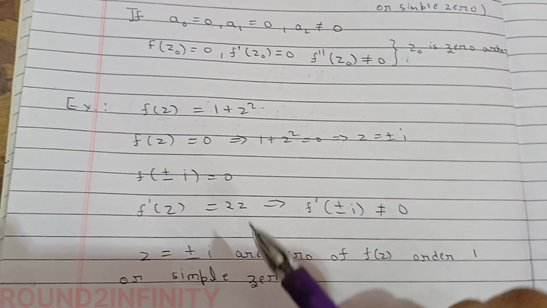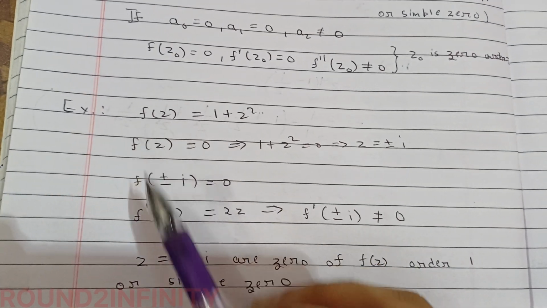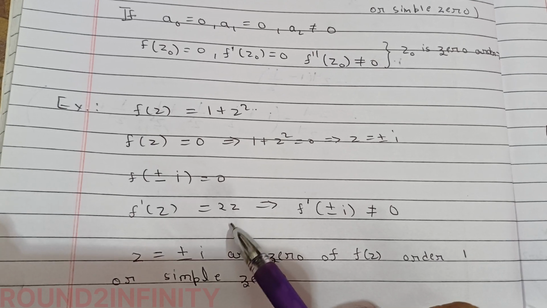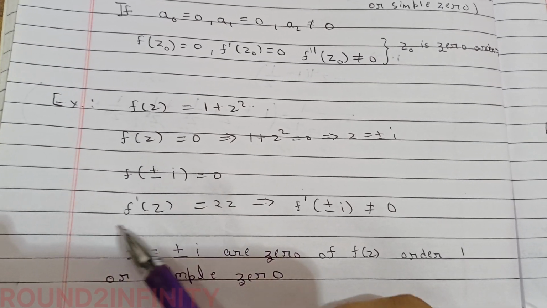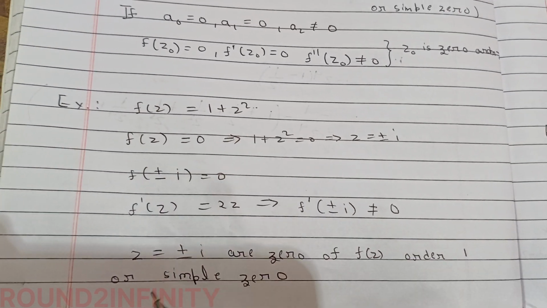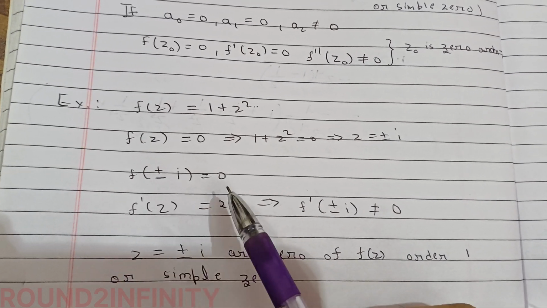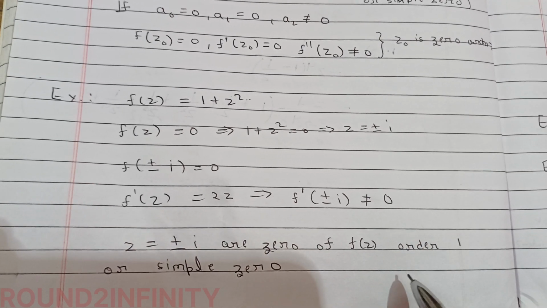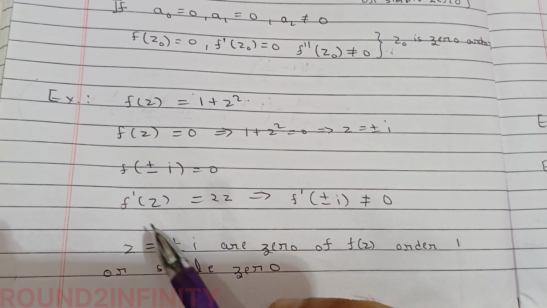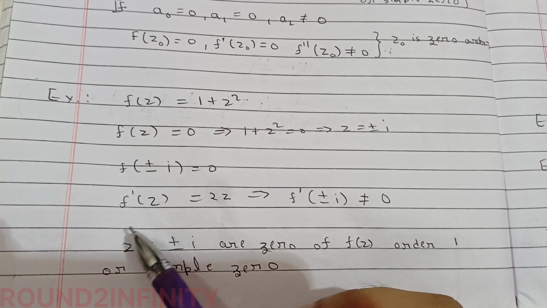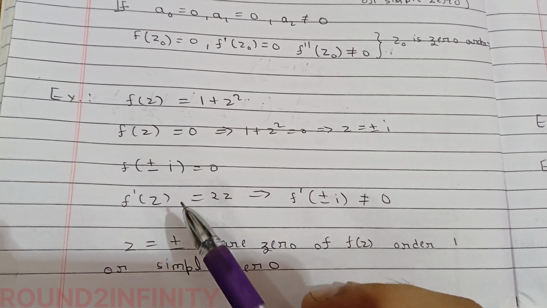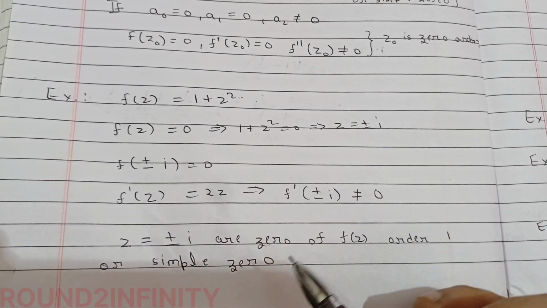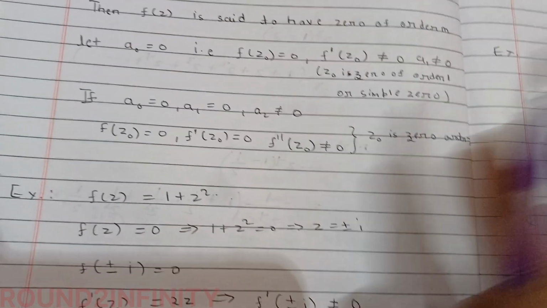Now what is the order? To find the order, we will first find the derivative f'(z). It will be 2z. Now see, if you put plus minus i here, it won't be 0. So this first derivative is not becoming 0. Only f(z) is 0 at these points. So we'll call plus minus i zeros of order 1, or simple zeros. If you get f'(z) equal to 0, then you will take f''(z). And if f''(z) came out to be non-zero, but these two terms are 0, we'll call this a zero of order 2. Let's take one more example.